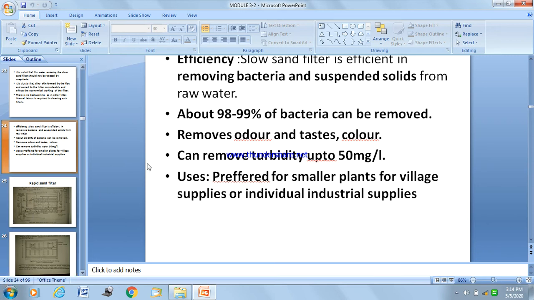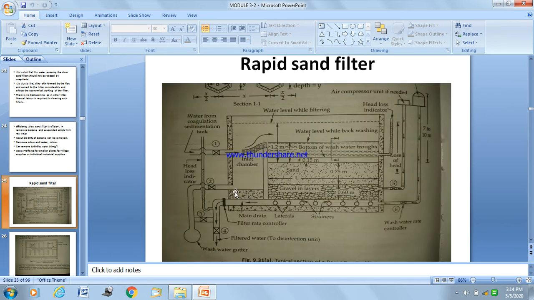Efficiency: it will remove bacteria and suspended solids from the raw water. About 98 to 99% of the bacteria can be removed. It removes odor, taste and color. It removes turbidity up to 50 milligrams per liter. Uses: it is preferred for small plants for village supply or individual supplies.